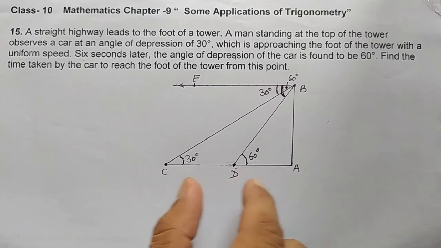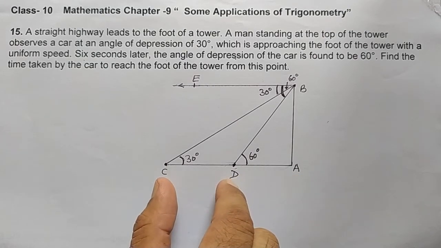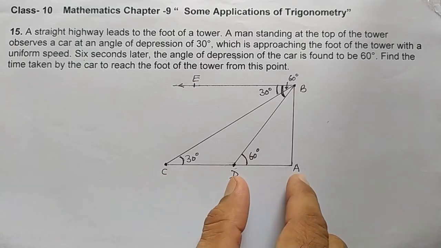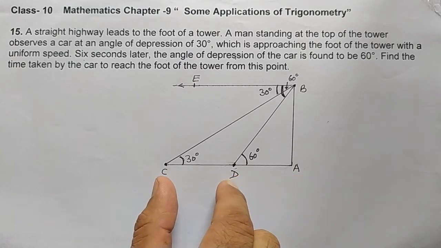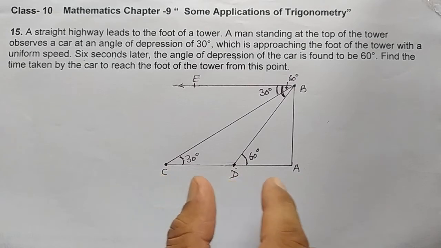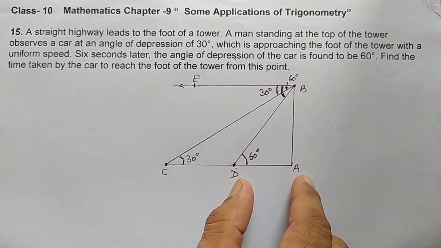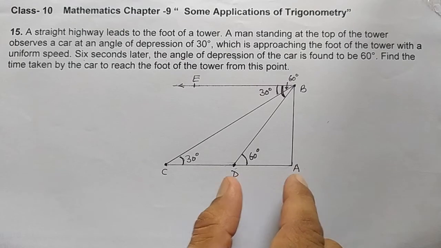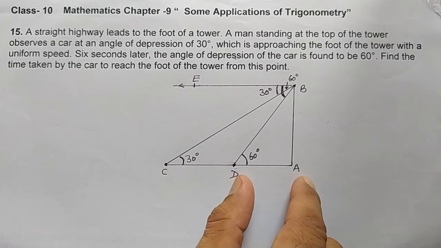So we'll compare these two. Suppose CD is half of AD. To travel CD it takes 6 seconds, but CD is half of AD, so AD will take 12 seconds because it is double of CD. So if the distance is double, then the time will also be double.